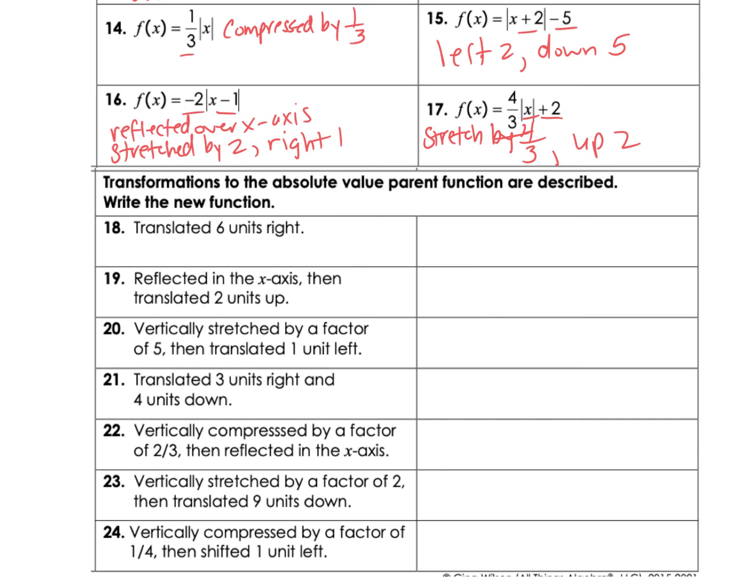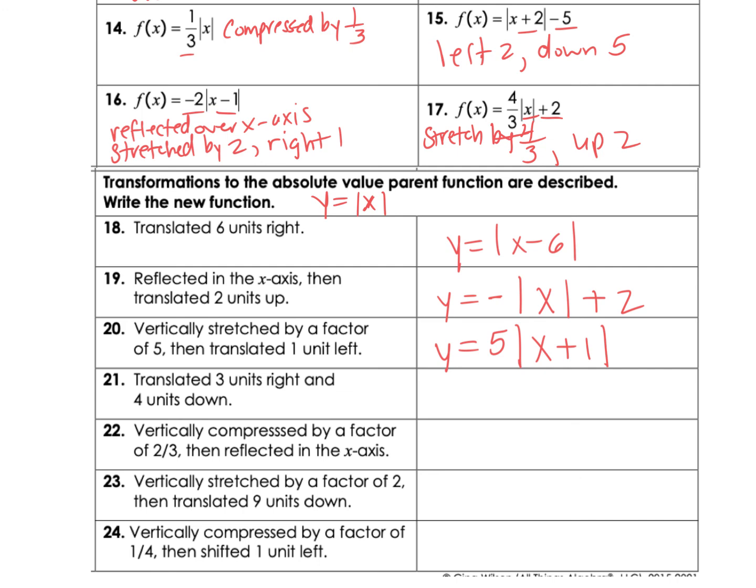All right, for the last few here, we are writing the equation from the transformation. So remember, the parent function is y equals the absolute value of x. Everything else, we're just adding on to that. So 6 units right would be x minus 6. Reflected in the x-axis would be a negative a. Then 2 units up. So nothing inside the absolute value, and then after the absolute value plus 2. Vertically stretched by a factor of 5, so that means A is 5. And then translated 1 unit left. That means inside the absolute value, I have x plus 1.